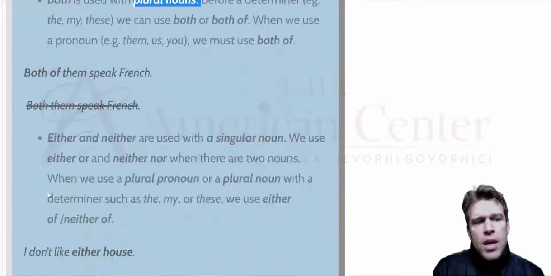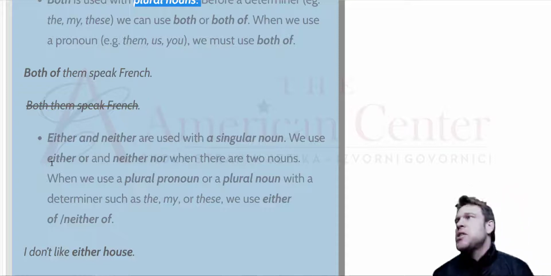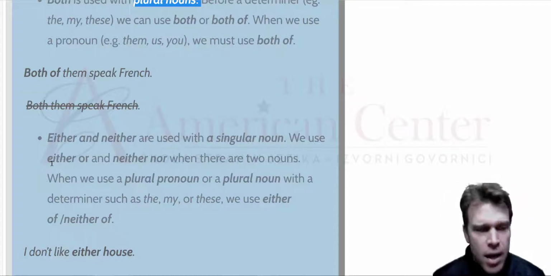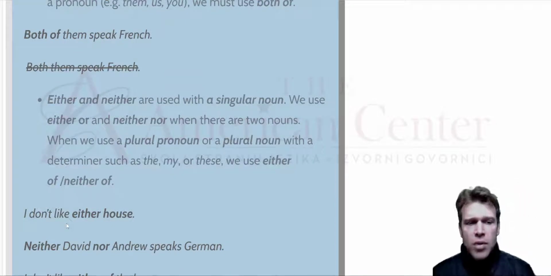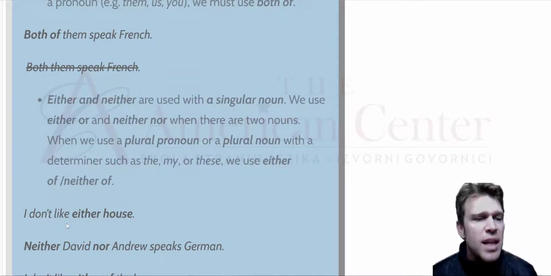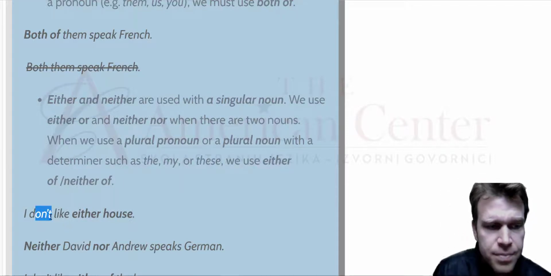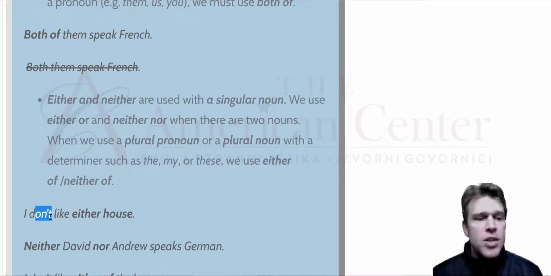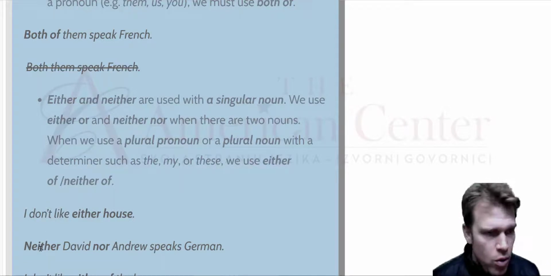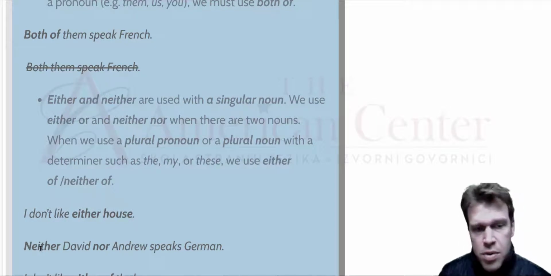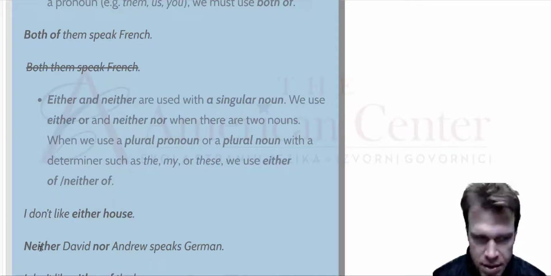So either or neither. Well, neither is of course negative, and we use it with singular nouns. Okay, so I don't like either house. We can't say I don't like neither house because of the double negative, do not. Either goes with or and neither goes with nor. You can also say neither if you want, it doesn't matter.